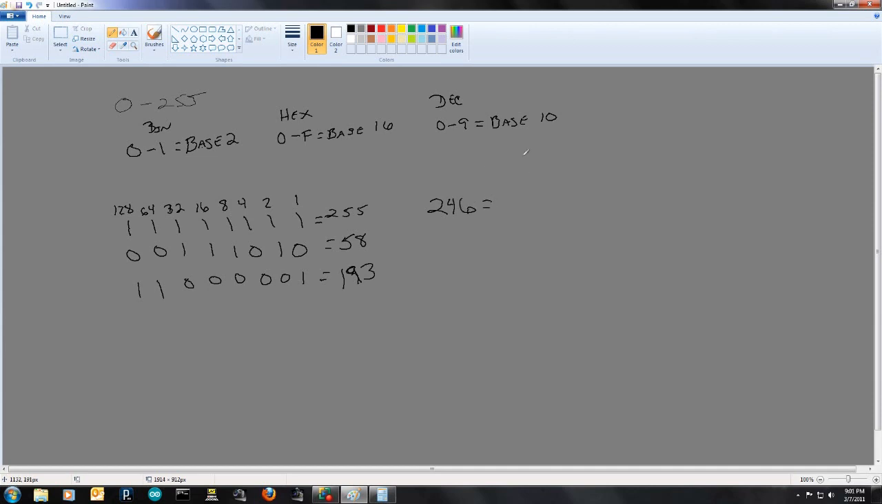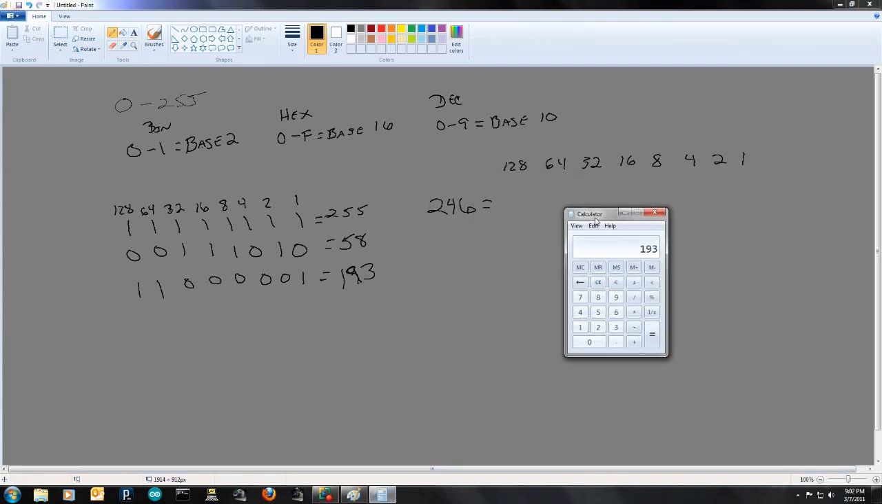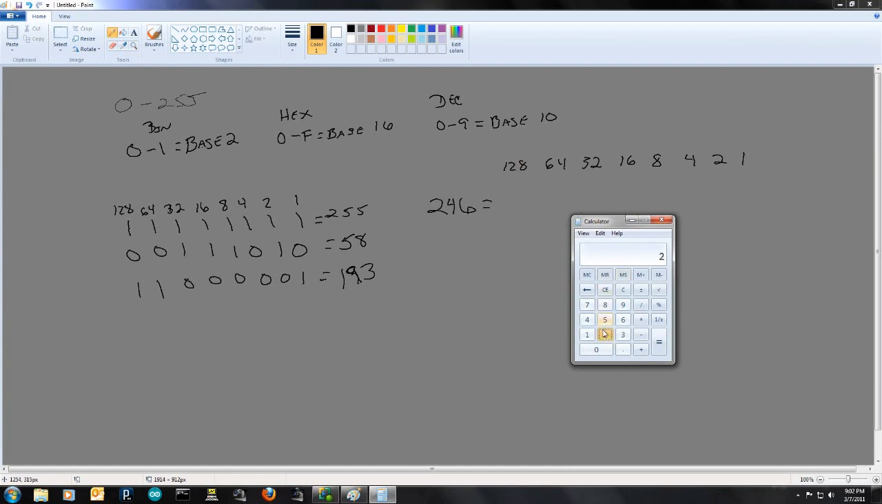What does 246 equal in binary? Now remember, we've got 128, 64, 32. Now we're going in half. 16, 8, 4, 2, and 1. And you can make any number from 0 to 255. All zeros is 0. All ones is 255. So basically, all you need to do is start with your number, 246.